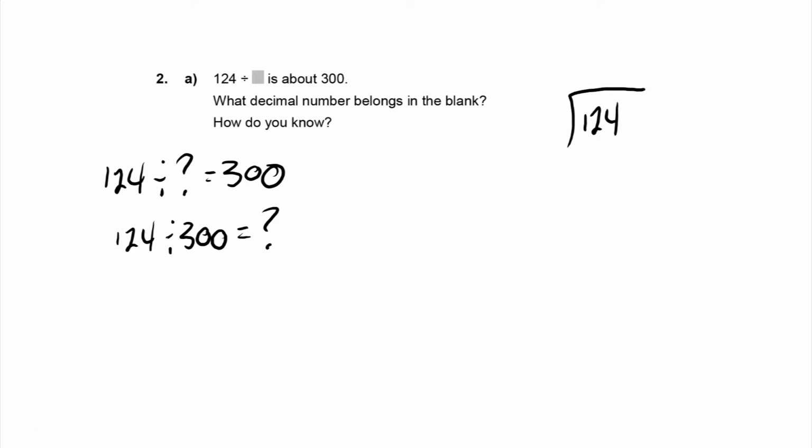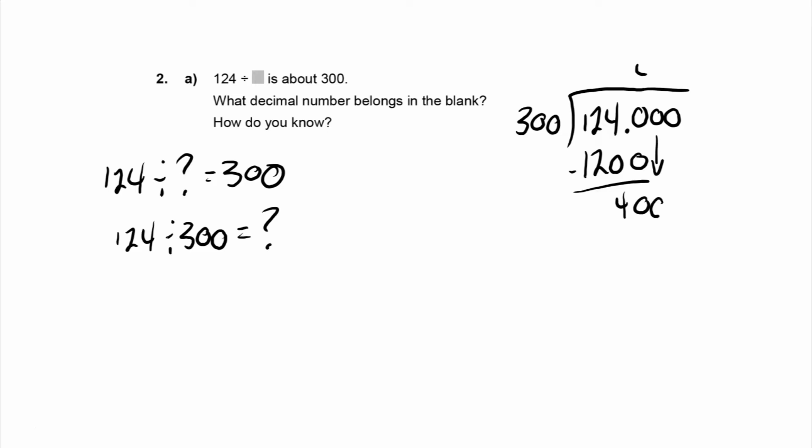124 divided by 300. Obviously, there are no 300s that fit into 124, so we add some decimals. Now 3 goes into 1,240 4 times. Get 1,200. Subtracting 1,200 from 1,240 gives us 40. We bring down another 0. 300 goes into 400 one time. Subtracting that, we end up with 100.